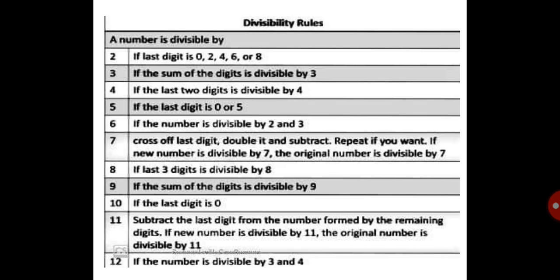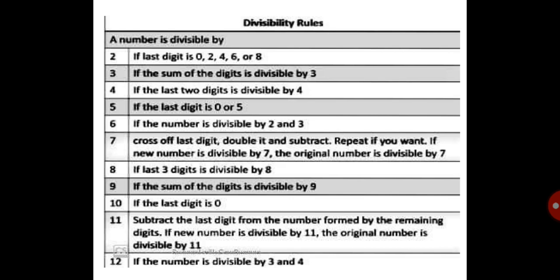Now, the next rule is divisibility by 9. If the sum of its digits is divisible by 9, then the number is divisible by 9. Now we consider an example, 65,403. The sum of the digits of 65,403 is 18, which is divisible by 9. So students, this implies that 65,403 is also divisible by 9. And this rule is the same as the divisibility by 3.